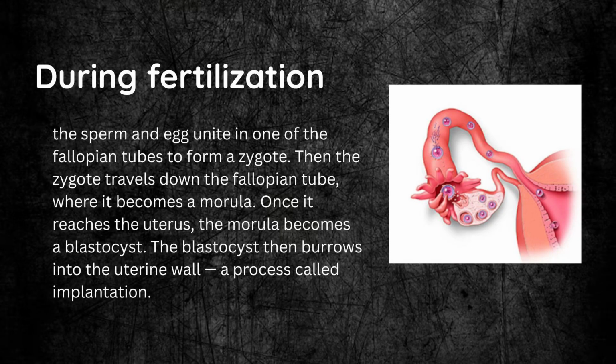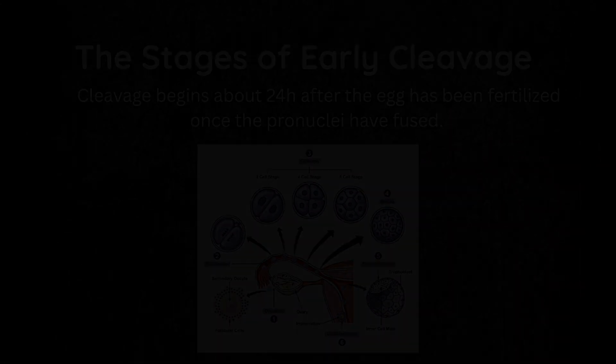So, during fertilization, the sperm and egg unite in one of the fallopian tubes to form a zygote. As you can see in the illustration, that's an example of a fallopian tube. Then the zygote travels down the fallopian tube where it becomes a morula. Once it reaches the uterus, the morula becomes a blastocyst. The blastocyst then burrows into the uterine wall, a process called implantation.